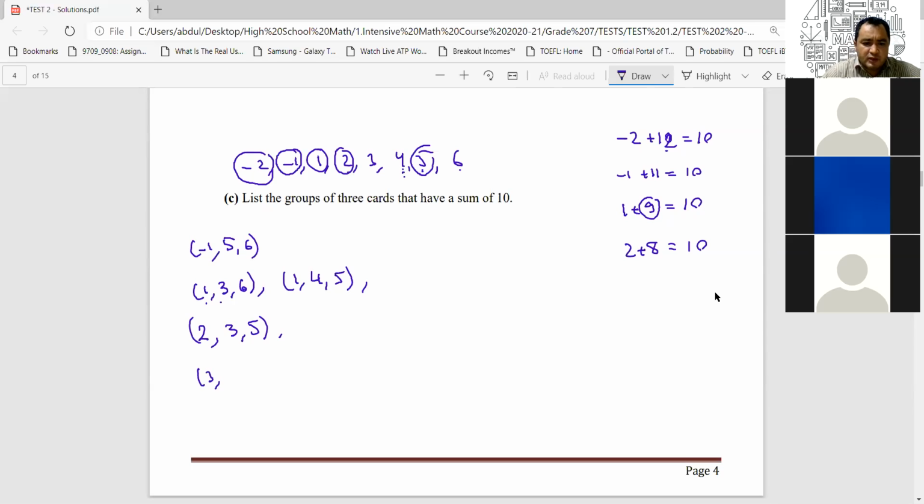How about with 3? With 3, the next number should be 7. But do we have any two numbers here whose sum is 7? None of these numbers, right? That means that we have nothing to do with 3.